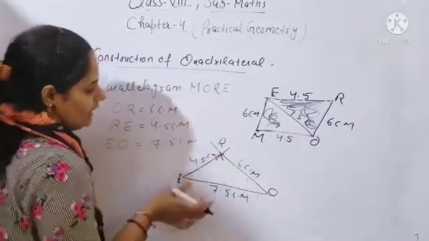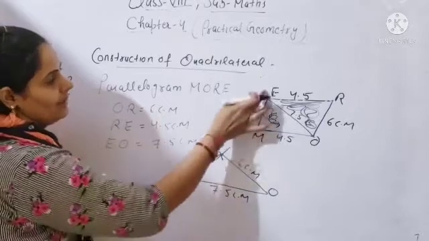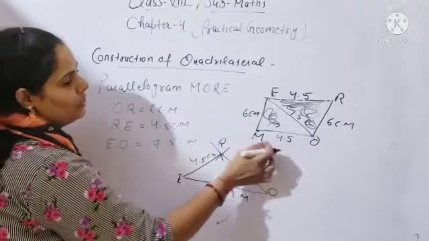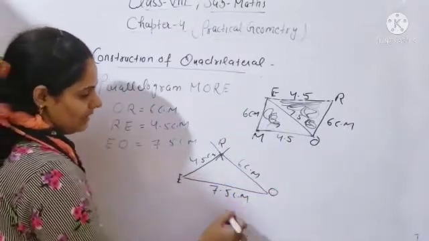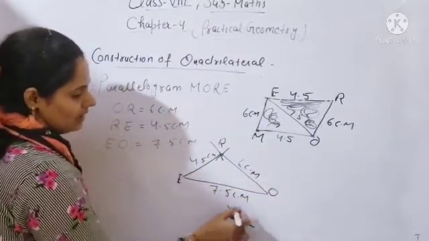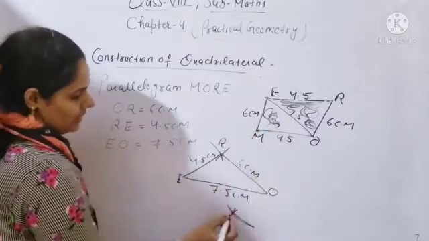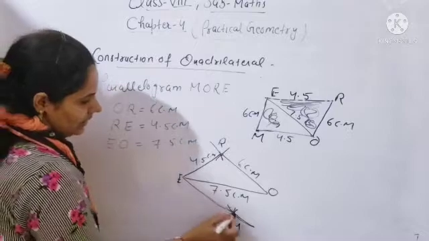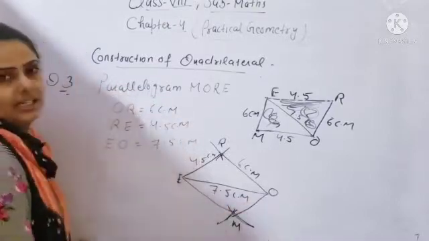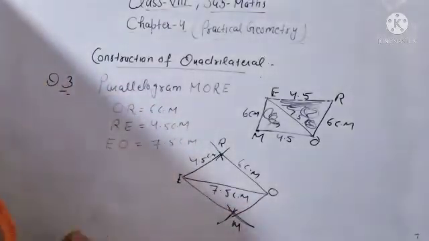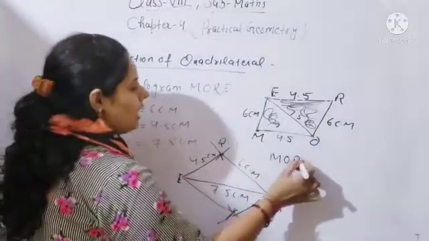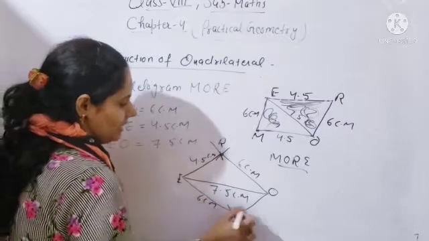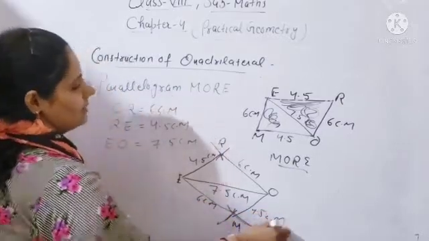Clear? Now at the point E, you will open your compass 6 centimeter and draw the arc like that. At point O, you will open your compass 4.5 centimeter and draw the arc like that. Clear? And intersecting point of both line is point M. After that, join the line EM and OM. Clear? So this is your required parallelogram MORE. You will write the length also. This is 6 centimeter and this one is 4.5 centimeter.